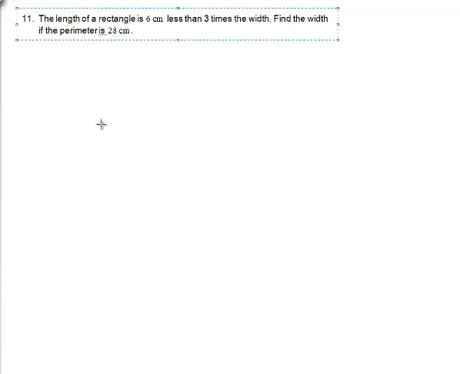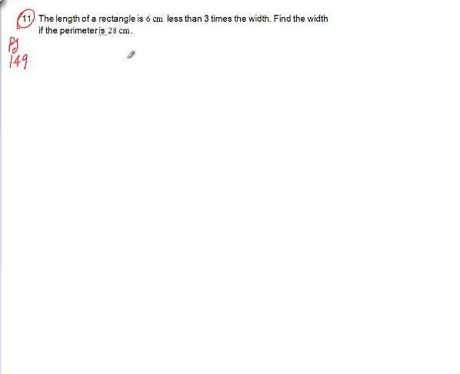Good day, students. Today we're going to look at the solution to number 11 on page 149 of book 1 of the MA1026 booklets. And of course, this is again another word problem. It's asking us to use a system of equations again to solve this word problem. So let's read the word problem and get started.